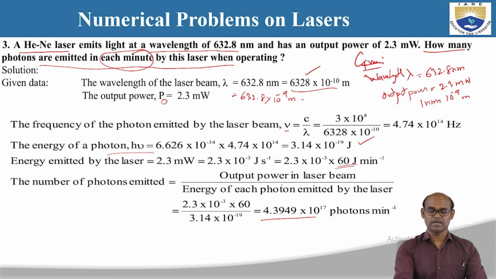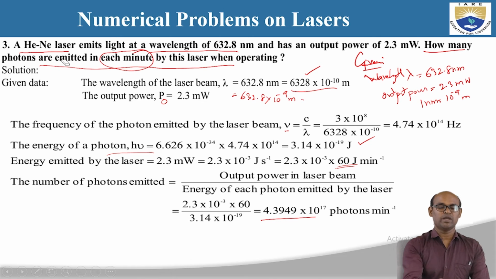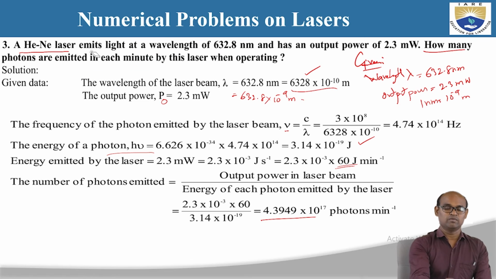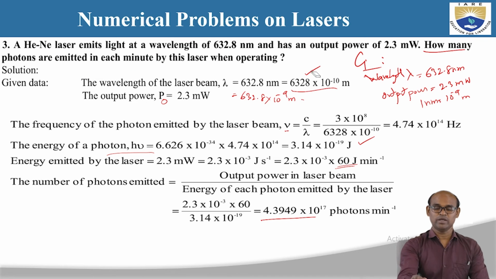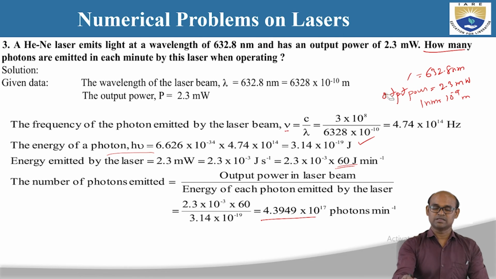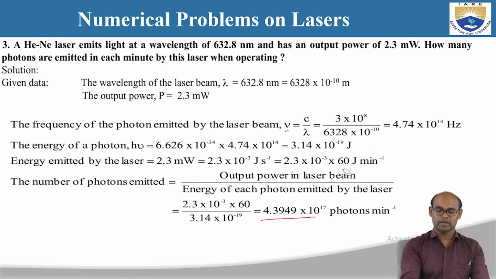So per minute we are getting this many photons in this helium neon laser, which is emitting a 6328 angstrom laser beam with output power around 2.3 milliwatts. Okay, so here we have calculated the number of photons emitted by this helium neon laser beam with the output power of around 2.3 milliwatts. Okay, so let us look into the fourth problem.